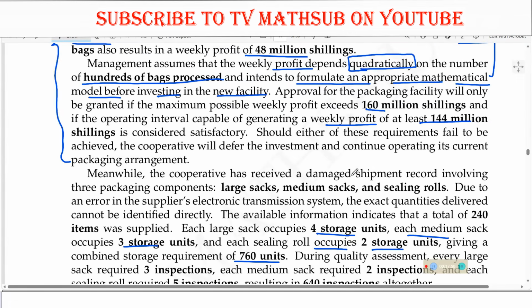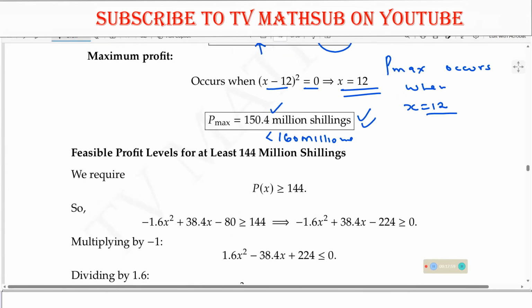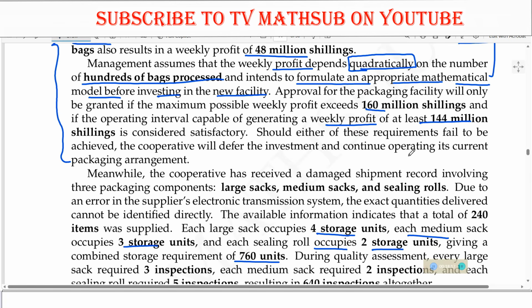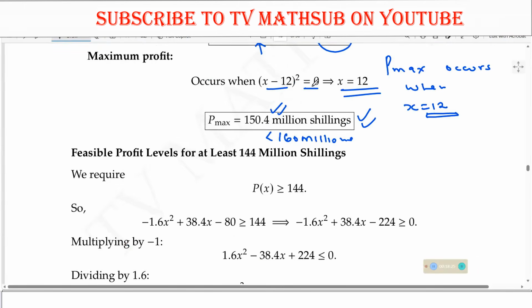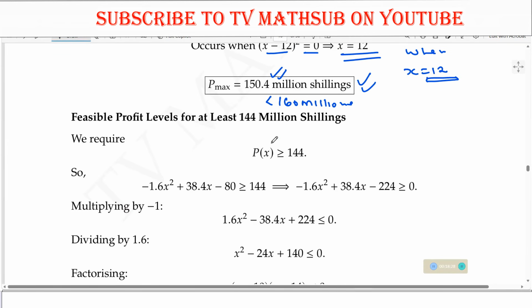Next, they are telling us the operating interval capable of generating a weekly profit of at least. So we need the operating interval because we have seen x equaling 12, that is 12 hundreds of bags, will give the maximum profit. But we also need to see whether this x will be within the range that will give us the weekly profit of at least 144 million shillings. So let us look at that. Feasible profit levels for at least 144 million shillings.